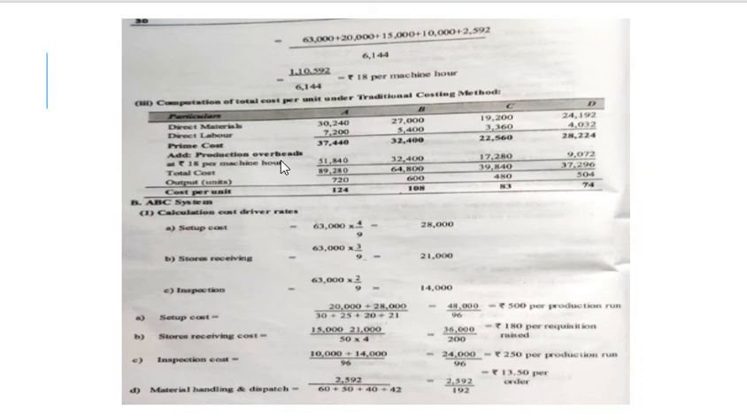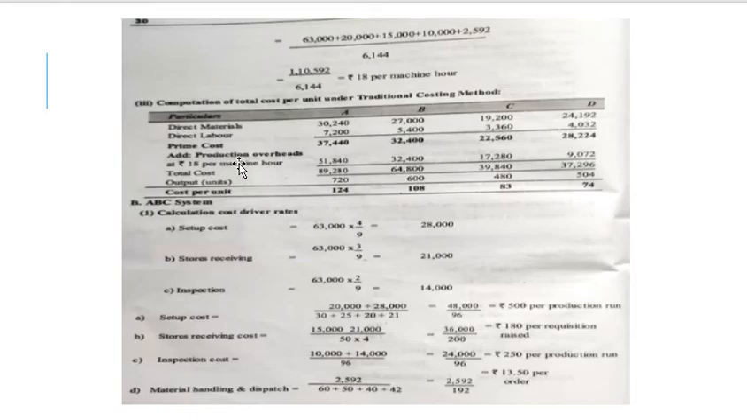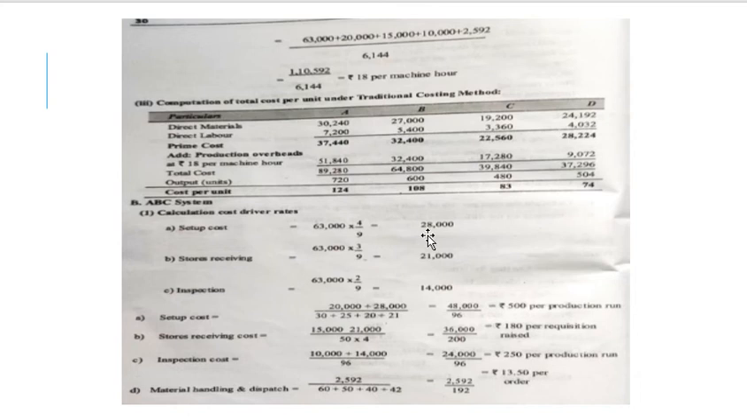So production overhead under traditional method is based on the machine hour rate into number of machine hours. So the number of machine hours we have calculated here is 2,880 for A. For B it is 1,800. For C it is 960 and for D it is 504. So we multiply that with rupees 18 per machine hour. We will be getting 51,840. So for A, 2,880 into 18 will give you 51,840.